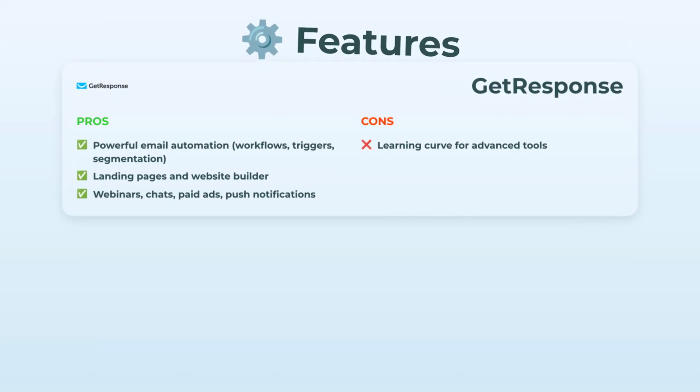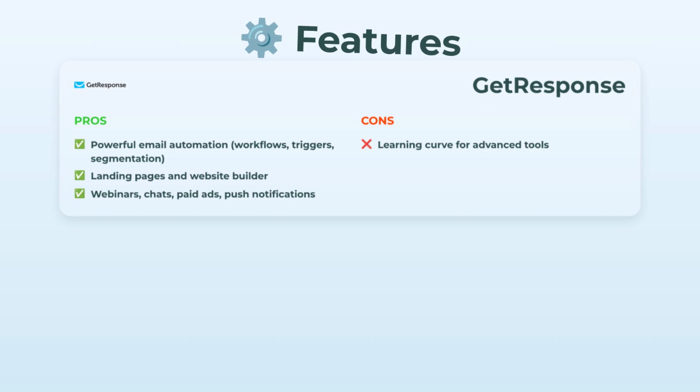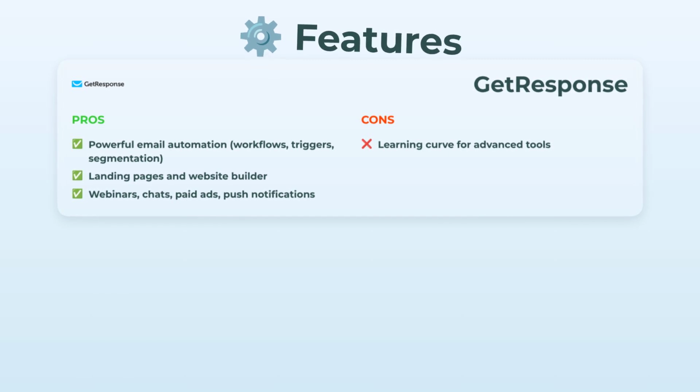Next up, features. GetResponse is like the Swiss Army knife here. You get powerful email automation, landing pages, even webinars and chats. Basically, it's got more tools than you can shake a stick at. Oh, and you can run paid ads and push notifications too. Downside? It can take a while to get comfortable with all these options.